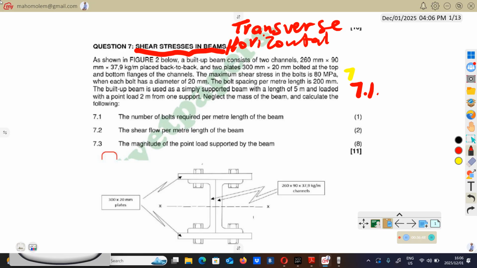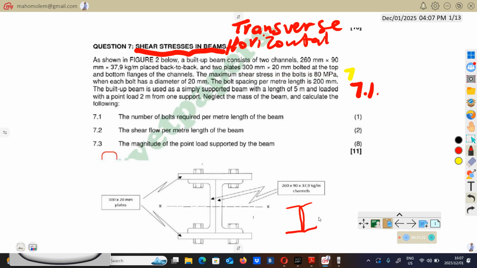Right. 7.1. You can just read the question. Figure shown below. Builder beam consists of two channels. You can see we have a channel here and this one here. 260 by 90, that is the size, multiplied by 37.9 kg per meter, that is the density. Placed back to back. So as you can see, yes, channel, yes, another channel.